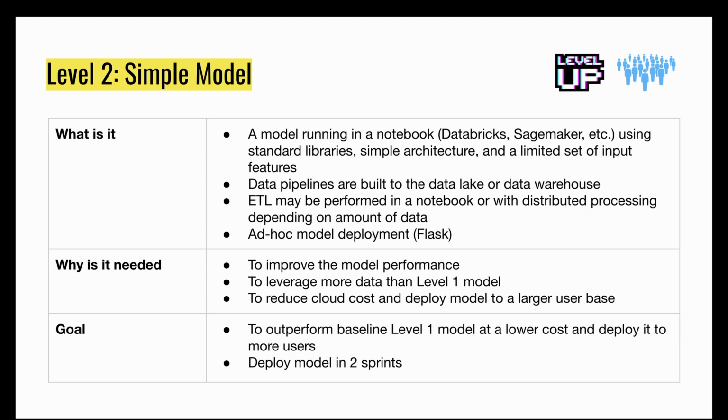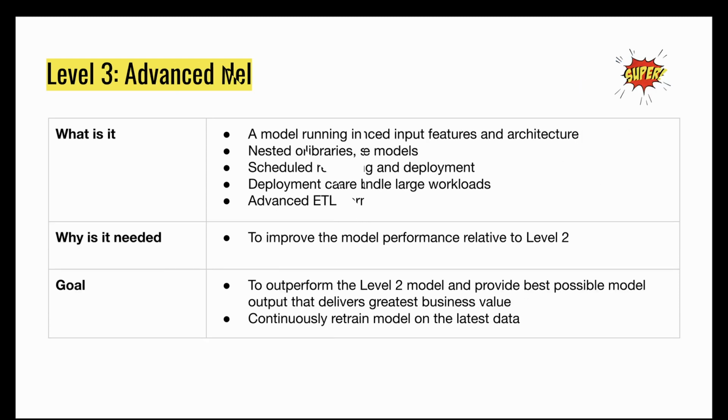The goal of this level is to beat the performance of the AI service model and reduce the training and inference cost compared to level 1. Level 3 is a more advanced version of your model at level 2. This may include more complex input features and model architecture.